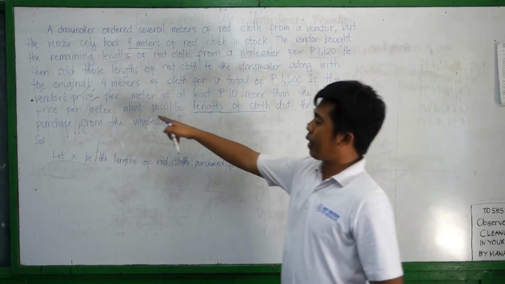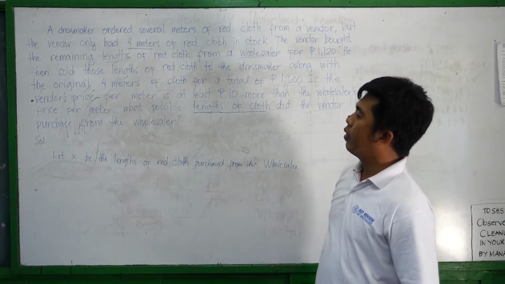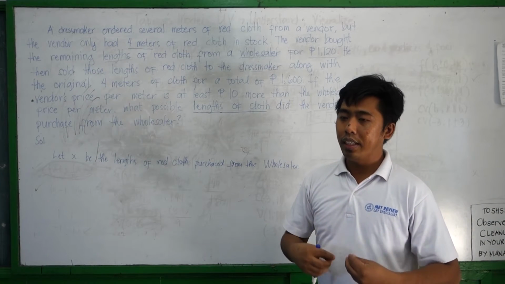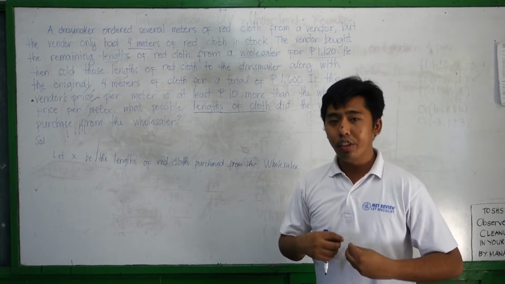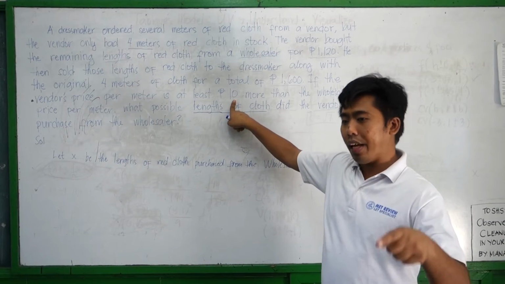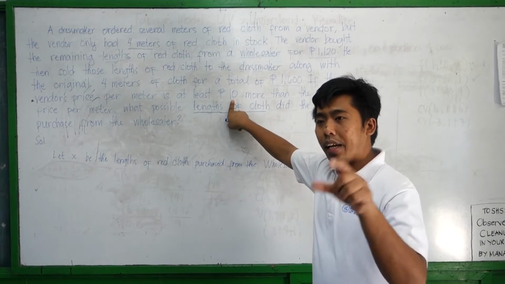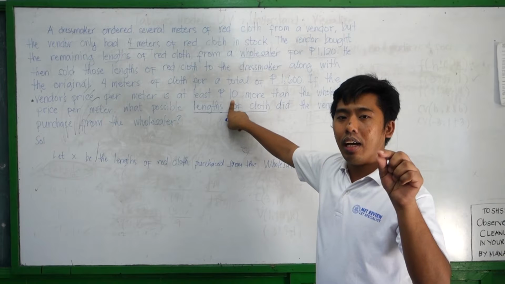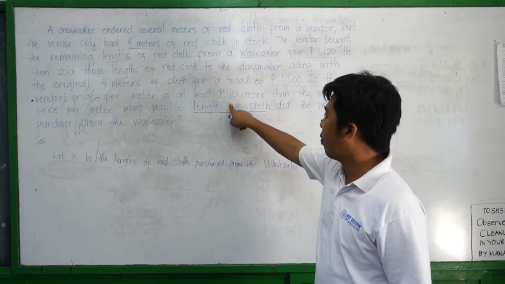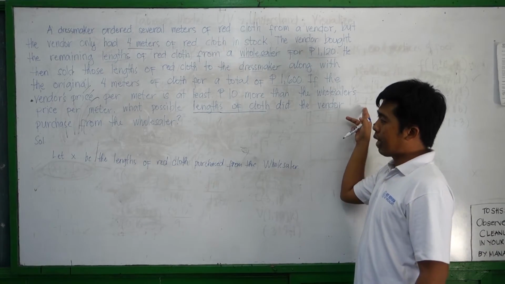So, if the vendor's price per meter is at least 10 pesos more, that is the condition. If the vendor's price, the one who sold the cloth to the dressmaker, is at least 10 pesos more. So meaning, at least 10, so it can be 11. Understand, at least 10 means the very least amount is 10 pesos. Right? So it can be 11, 12, 13. So at least 10 pesos more than the wholesaler price per meter.